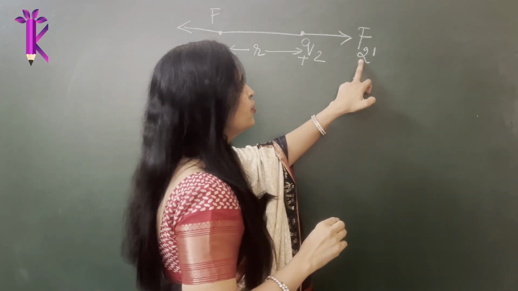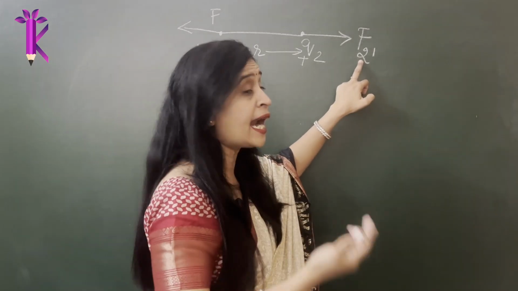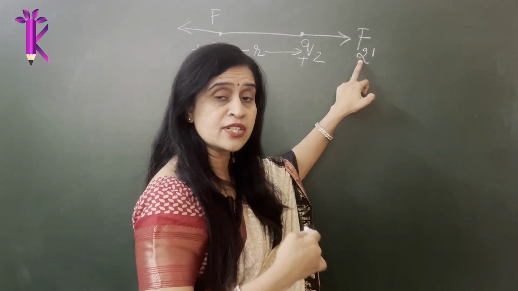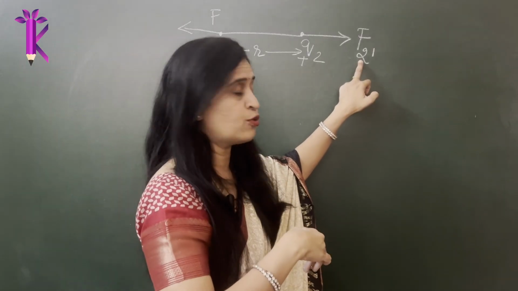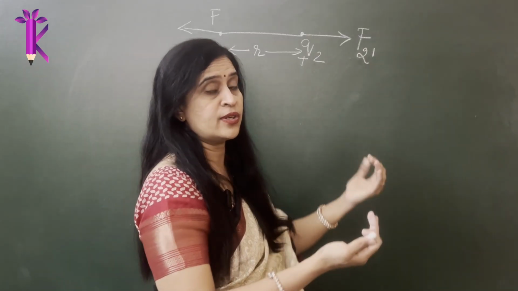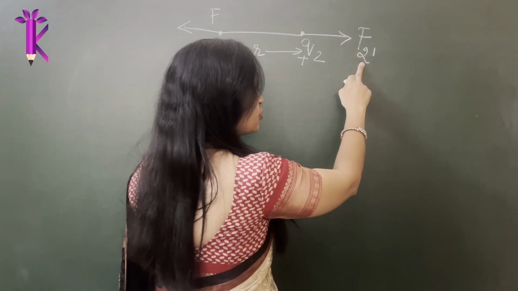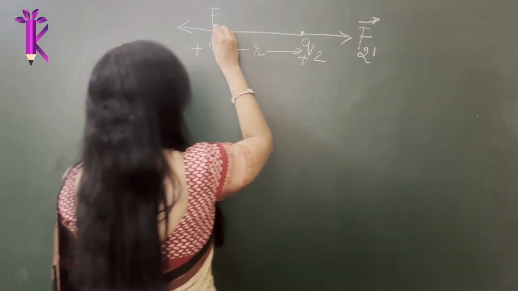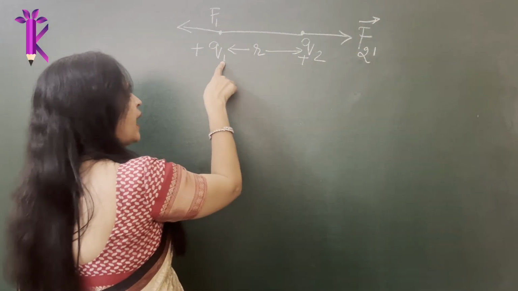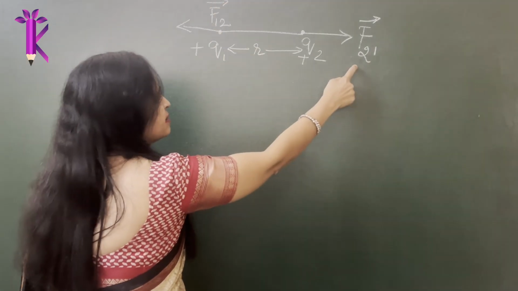So you do not write just the force, you write the number of the charge that is experiencing the force first, and then the number of the charge which is exerting that force. So it is the experience and then the exertion. So the force experienced by 2 due to 1, and here it is the force experienced by 1 due to what charge? Due to 2. So this becomes F12 and this becomes F21.